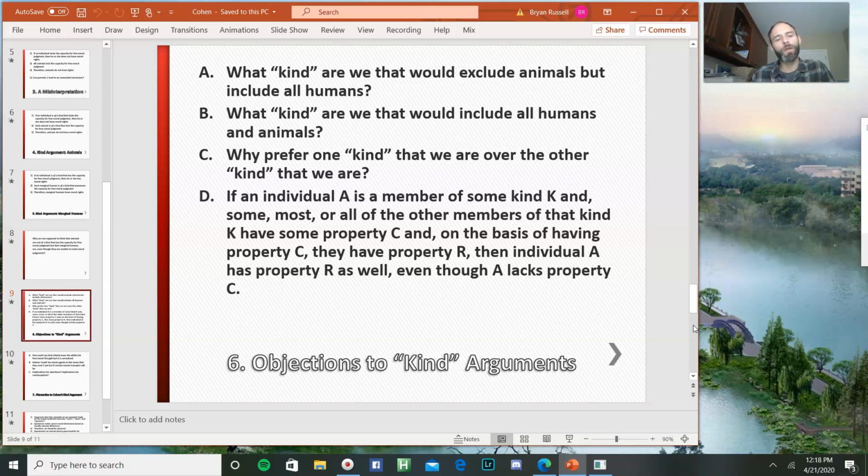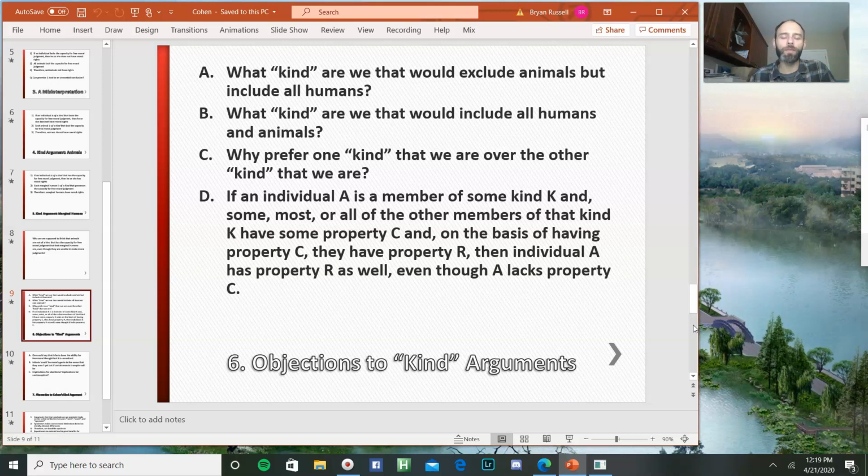So here's the basic structure of Cohen's argument. If an individual A is a member of some kind K, and some, most, or all of the other members of that kind K have some property C, and on the basis of having property C, they have some property R, then individual A has property R as well, even though A lacks property C. Now that's super abstract, but let's fill in these variables and maybe it'll make more sense. Let's consider individual A to be a member of this class.